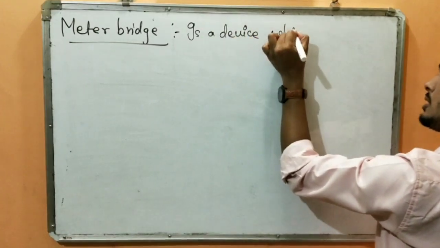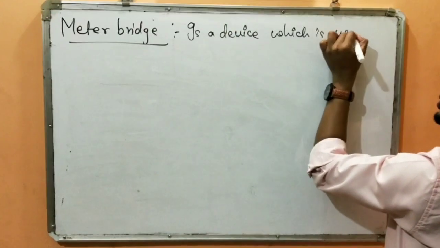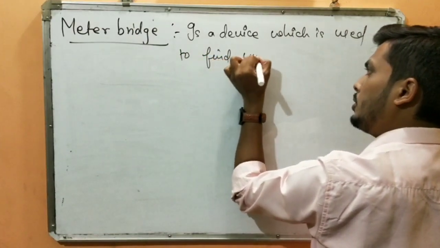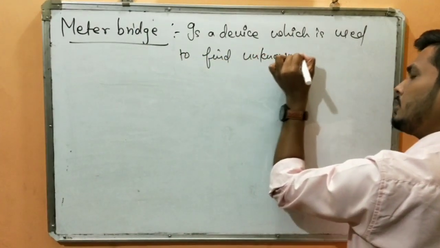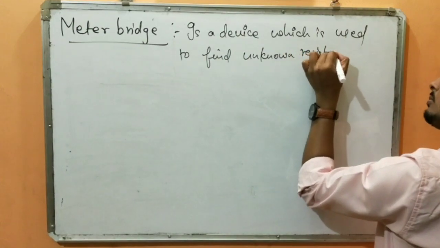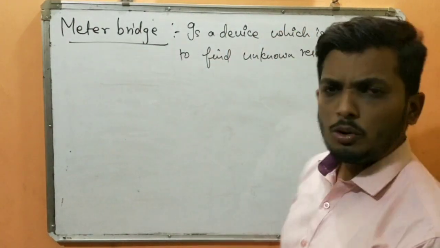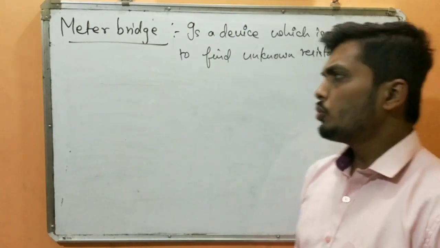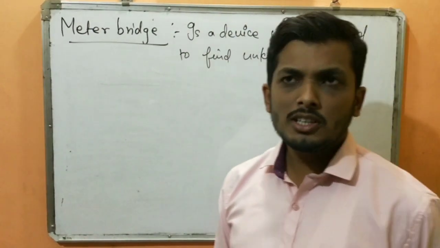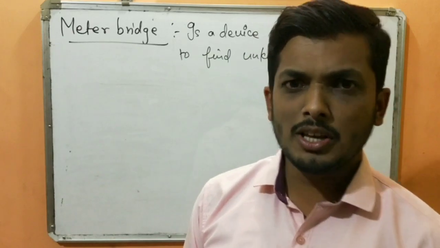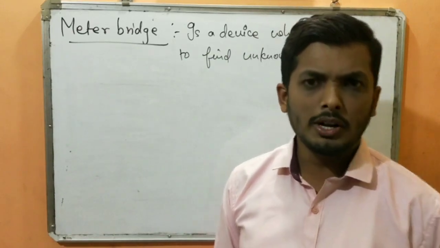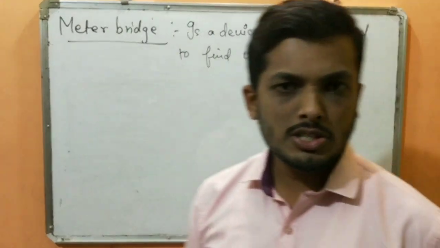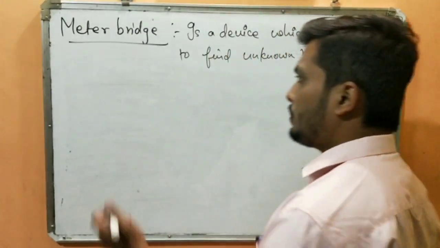which is used to find unknown resistance. So it's a device, and the good thing about the meter bridge is that you will be doing this in the practical also. So today try to visualize the thing, imagine how a meter bridge actually looks, and once you do the practical, things will be quite clear to you. So it's a device used to find the unknown resistance, and we know what the principle will be.